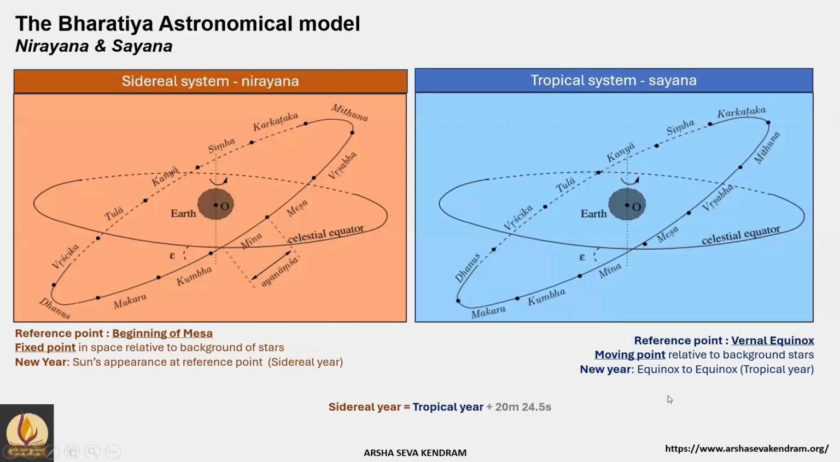Now, because of the precession, this equinox point is shifting, right? And it is shifting in the opposite direction, which means that the tropical year, because I'm measuring it from equinox to equinox, is shrinking every year, right? Whereas the sidereal year, because it is always against a fixed backdrop, is a fixed number.